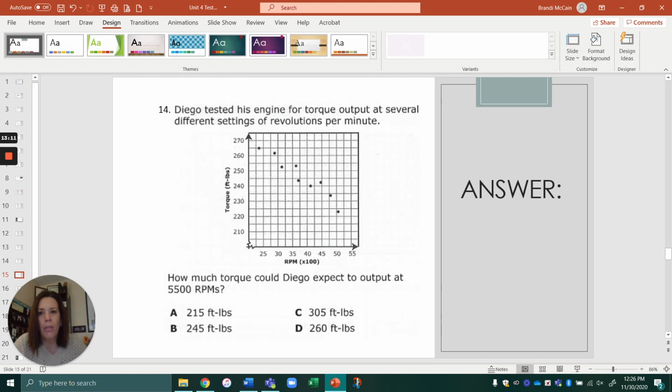Okay, come on, 14. Okay, so here's another one. Diego tested his engine for torque. How much torque could he expect to output at 5,500 RPM? Times 100. So 55 is here. And we have 215 to be about here. 245, which is up here. 305 off the graph up here somewhere. And 260 here. The best choice is this one right here within the line of data at 215. So number 14 is A.